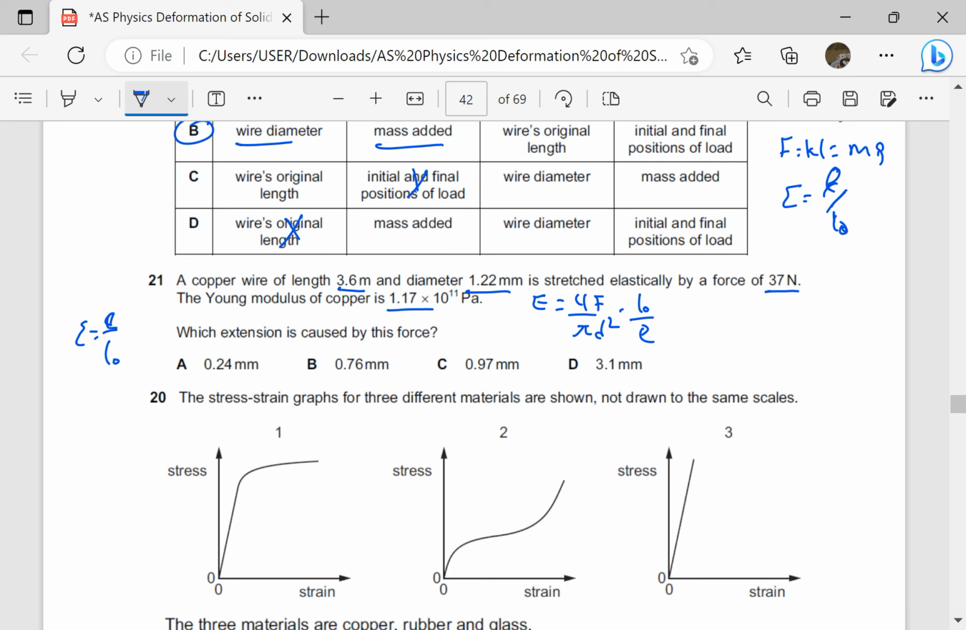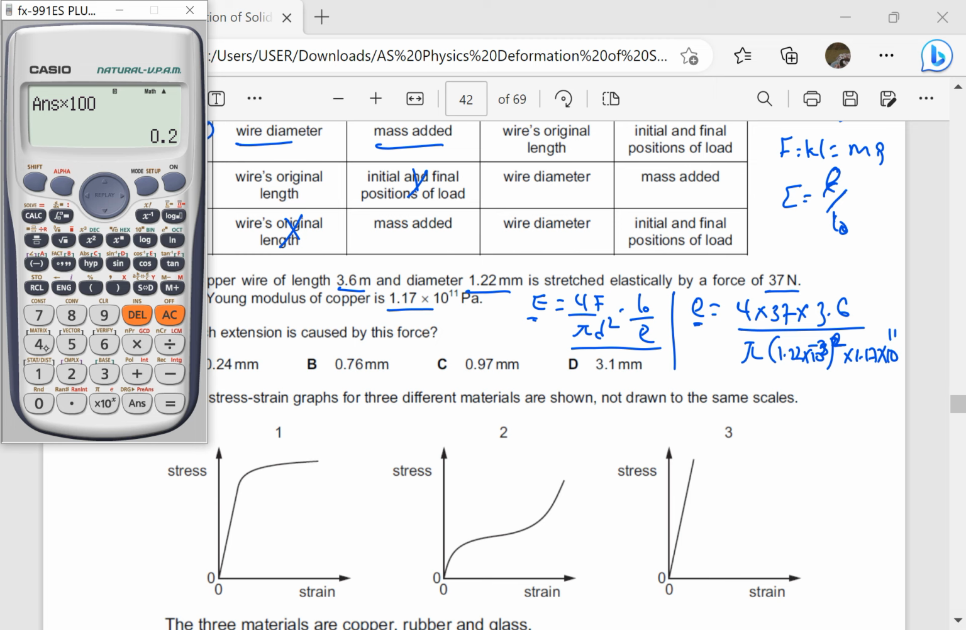So I make E the subject here. So extension is going to be 4 times F, which is 37, times original length, 3.6, divided by pi times our diameter, 1.22 times 10 power negative 3, but this should be squared, then times Young modulus. I've made E the subject in this expression here. So E goes this side and Young modulus comes in the denominator, so times 1.17 times 10 power 11.